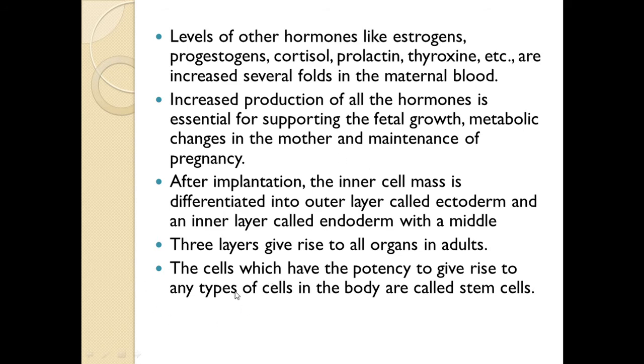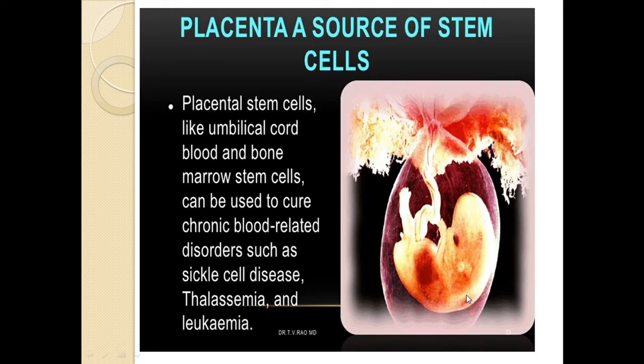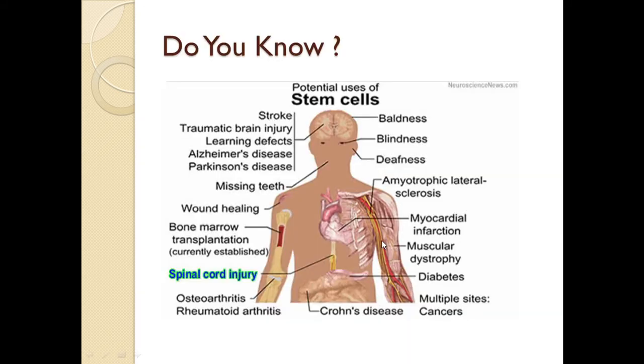The cells which have the potency to give rise to any type of cell in the body are called stem cells. What are stem cells? The cells which have the potency to give rise to any type of cell in the body are called stem cells. The placenta is a rich source of stem cells. The placental stem cells, like umbilical cord blood and bone marrow stem cells, can be used to cure chronic blood-related disorders such as sickle cell disease, thalassemia, leukemia, etc. This stem cell therapy is useful to cure so many diseases.